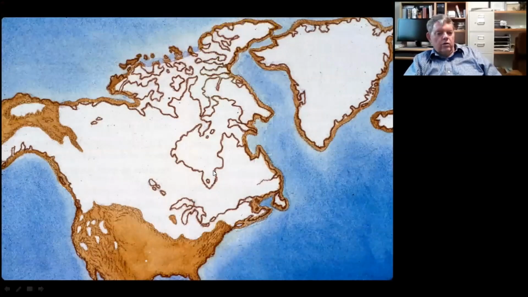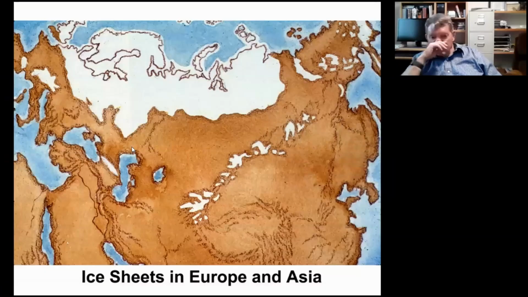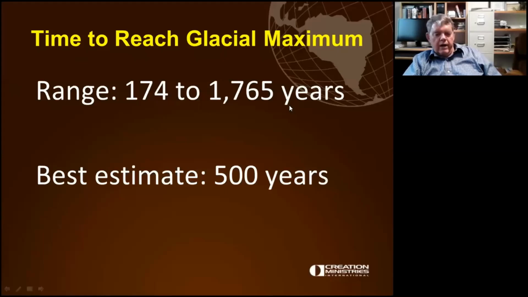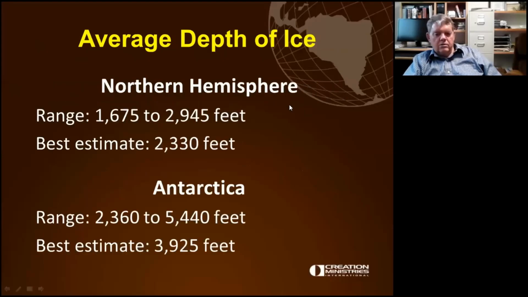And here's the general location of where the ice occurred. Notice the lowlands of Alaska were not glaciated, just the mountains. The same situation in Siberia. Lowlands not glaciated, but the mountains were. And the time to reach glacial maximum, about 500 years.